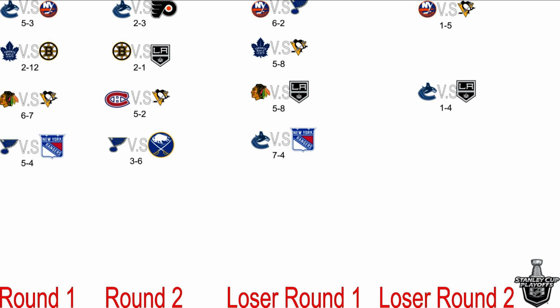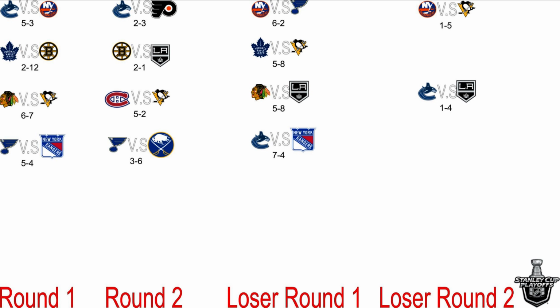So, the Vancouver Canucks won against the New York Islanders 5-3. Boston Bruins won in a blowout against the Toronto Maple Leafs 12-2. Close game between the Pittsburgh Penguins and the Chicago Blackhawks, although the Pittsburgh Penguins won 7-6. Another close game between the St. Louis Blues and the New York Rangers, 5-4. That closes round one. Now for round two against some of the big dogs.